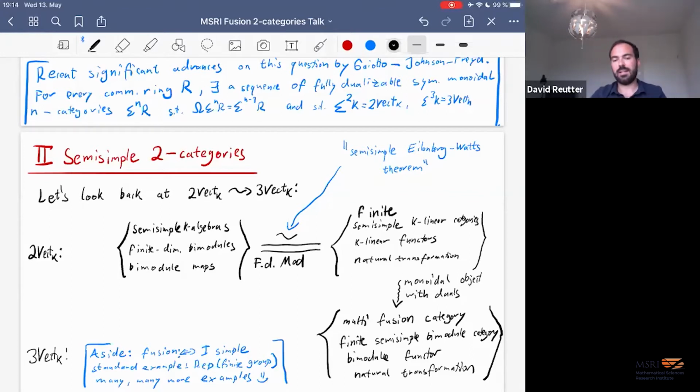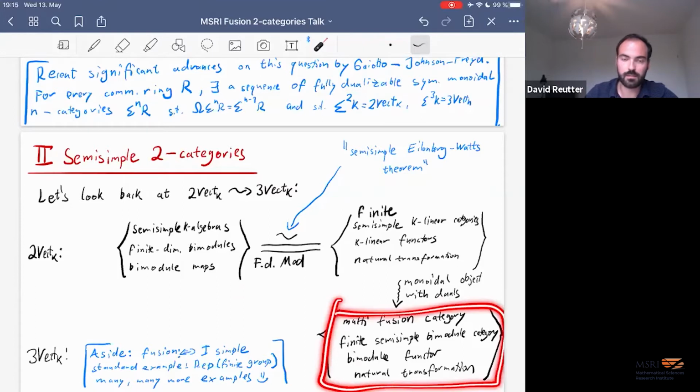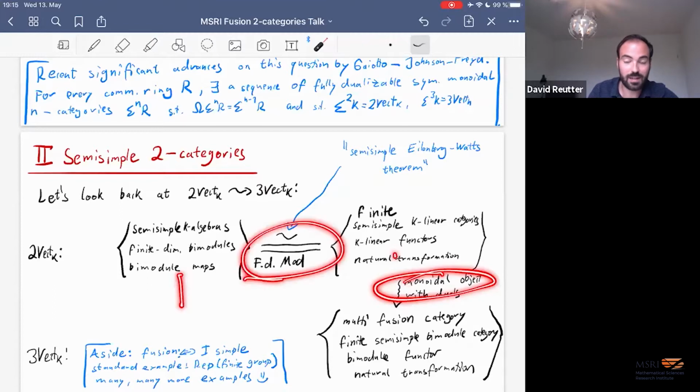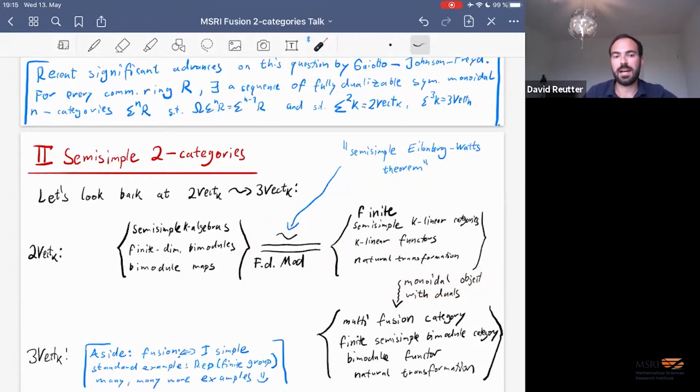So let's look back at this story that I'm sketching here, and ask the following. We want to categorify the story. We already know this word, and this word is a categorification of this word here. One way to categorify it would be to just take monoidal objects with duals in this word. After all, it doesn't matter whether I take monoidal objects in here or in here, since this is an equivalence of 2-categories. This is very sketchy paraphrasing, but this is roughly how the story of Gaiotto and Johnson-Freyd works.